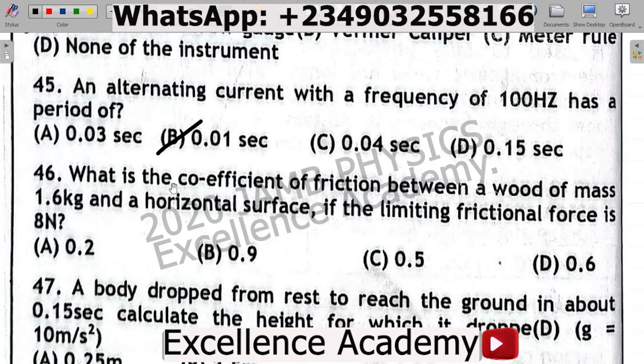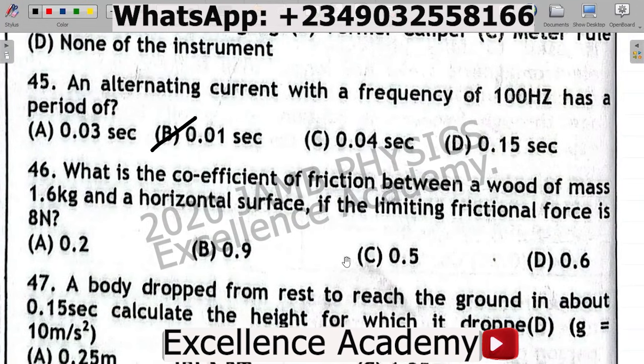All right, next up, question number 46. 46 says, what is the coefficient of friction between a wood of mass 1.6 kilogram and a horizontal surface if the limiting frictional force is 8 Newton? A 0.2, B 0.9, C 0.5, D 0.6. So how do we solve this particular question? In this question here, we are asked to find the coefficient of friction.